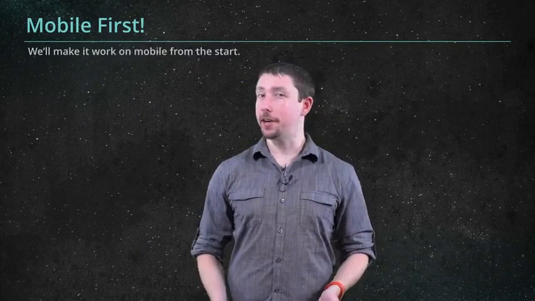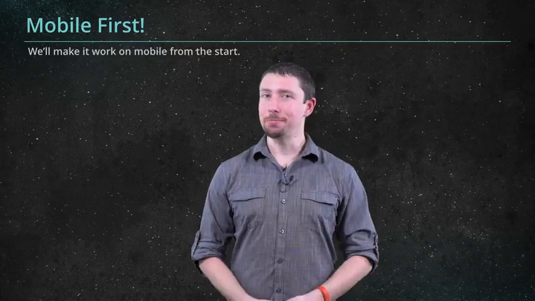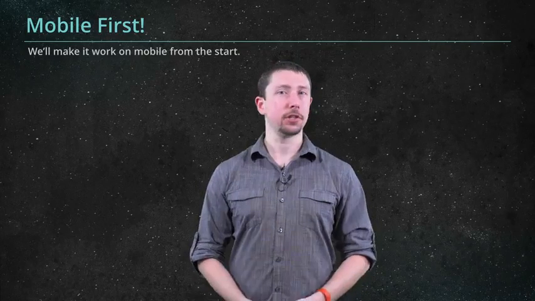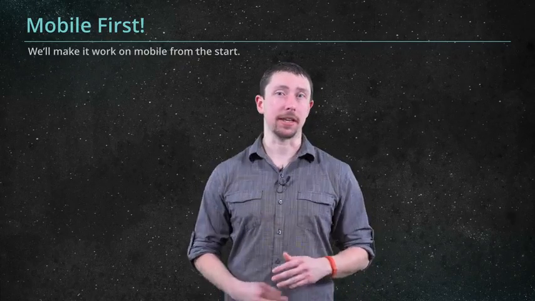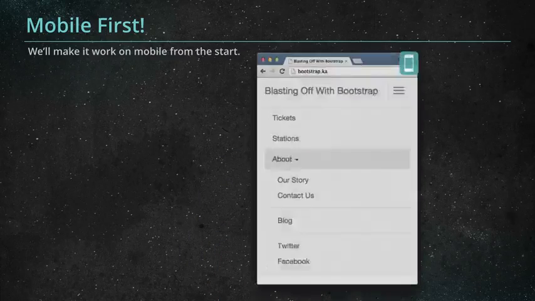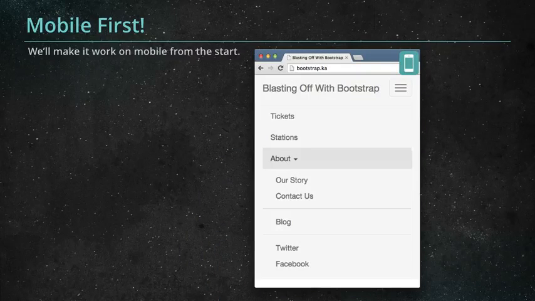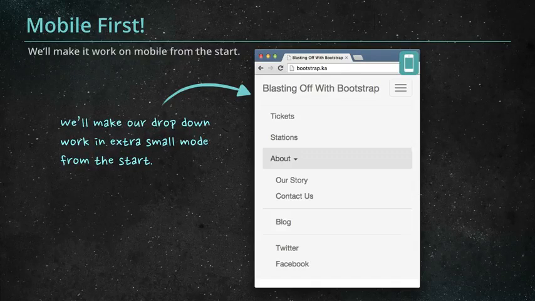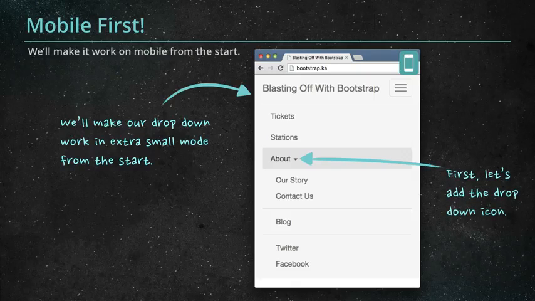How would this work in our extra small view though? We probably don't want our drop-down showing up on top of our other elements in our already very limited screen real estate. Well, what if it looked something like this, where if they expand our About link, it still shows like the rest of our navigation? I think this is something we can work with. Let's start by adding that little drop-down icon to our existing About link.